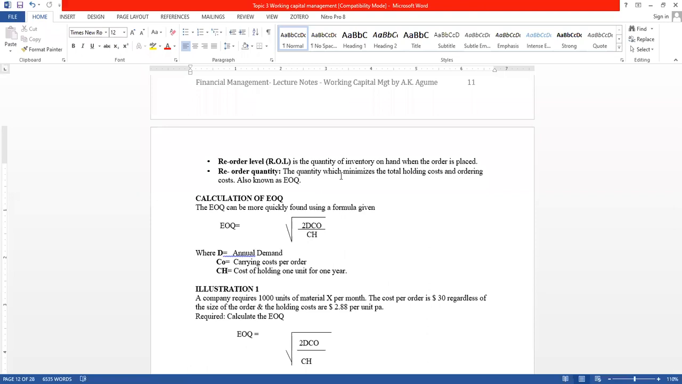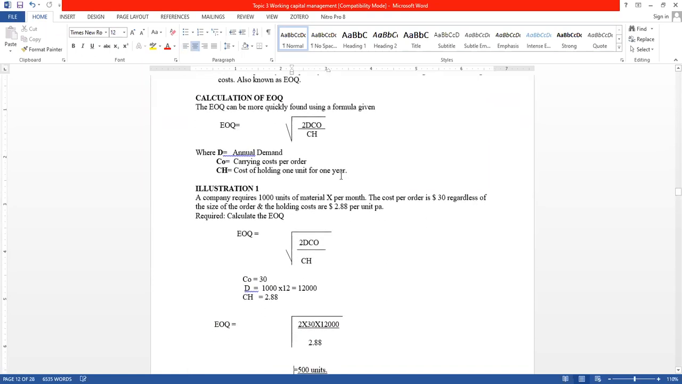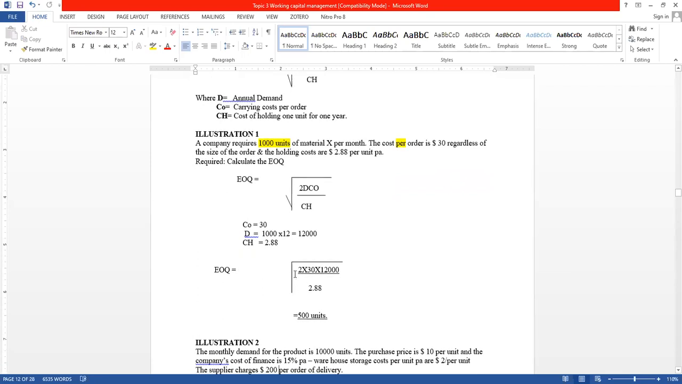Okay. So now, when you look at this, you realize that our cost of ordering here is 30. Then the annual demand: since I was given the monthly demand, I need to multiply this by 12 so that I get my annual demand, and the holding cost is 2.88. So our EOQ in this case would be 500 units. With this quantity, you'll be able to minimize your holding as well as ordering costs. So that is the EOQ.